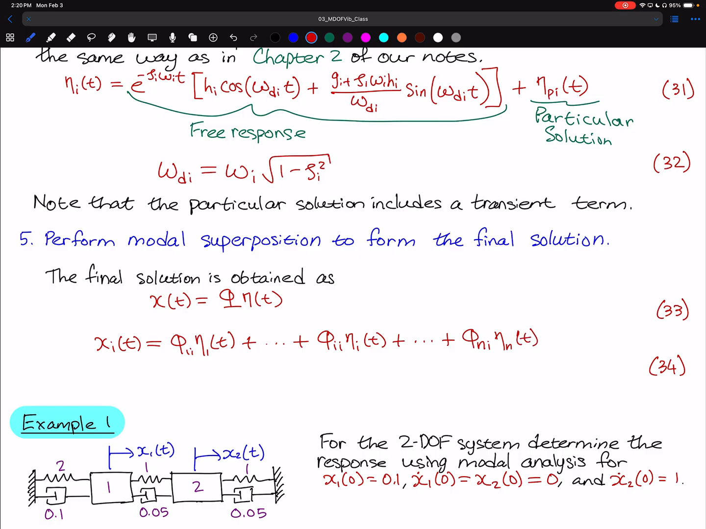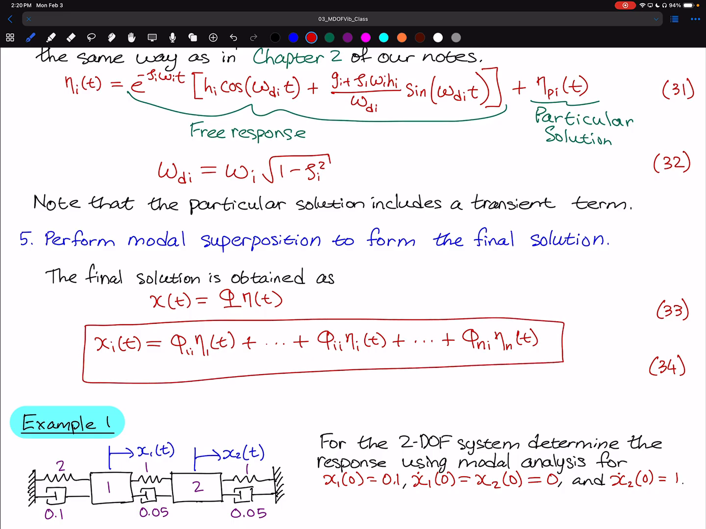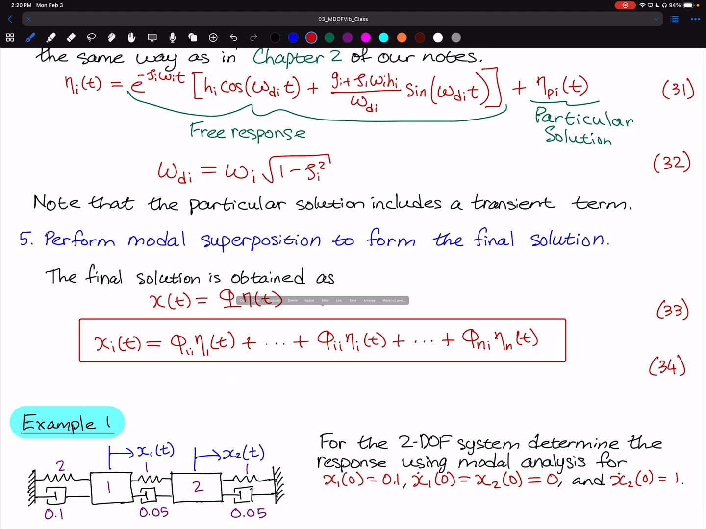So that is the ith component of the ith mode shape multiplied by the ith modal coordinate in the middle there, and then the ith component of the nth mode shape multiplied by the nth modal coordinate eta n. And this is our solution. And this is what's known as modal superposition.